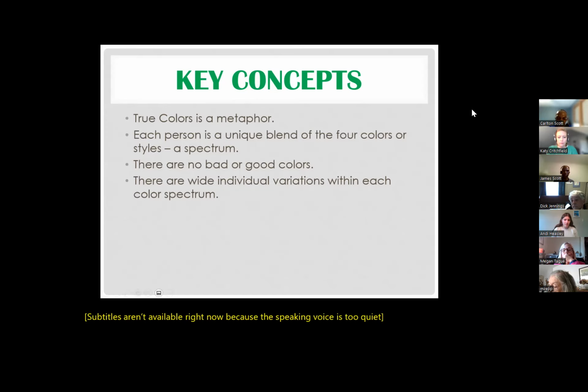Something that had to change when we were doing this online is that we usually have everyone do an assessment to get a feel for what colors you actually are, so we're going to try to modify it in some ways, but hopefully as we go through, you'll be able to pick that out. Okay.